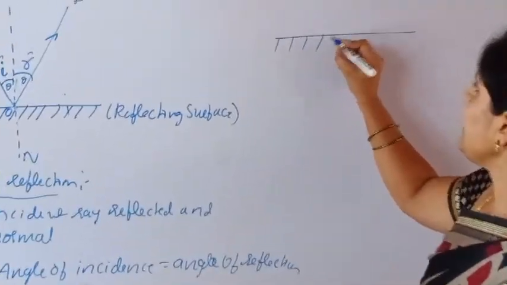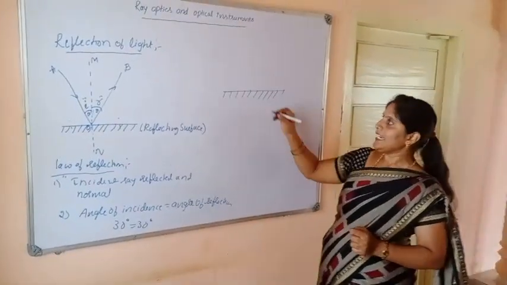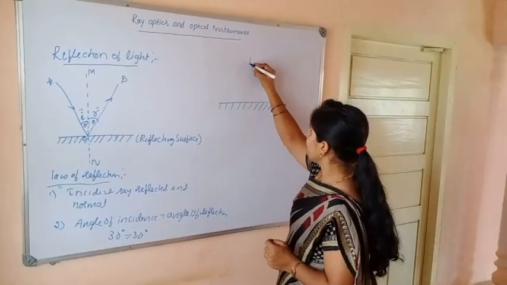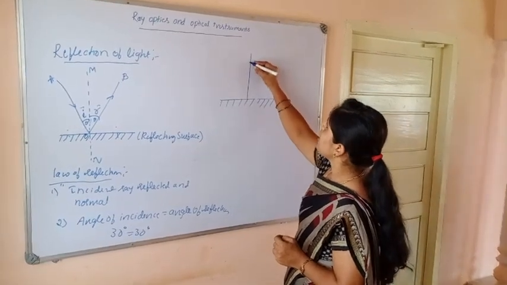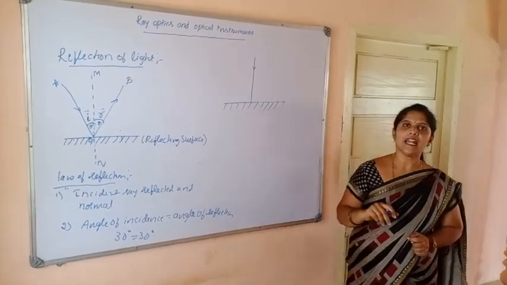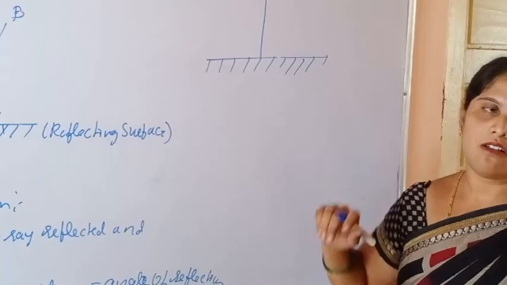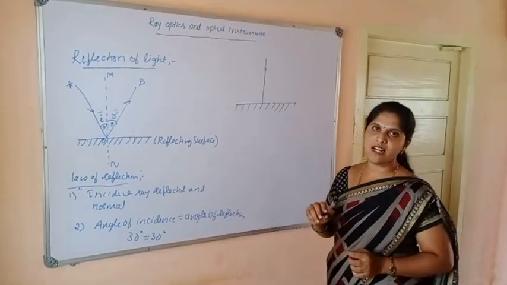This is our reflecting surface. Suppose a ray of light is incident on the surface along the normal. Then what is the angle of incidence and the angle of reflection? What is the value of the angle of incidence and the angle of reflection?